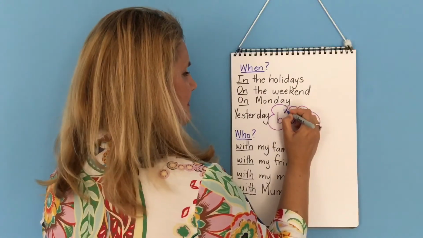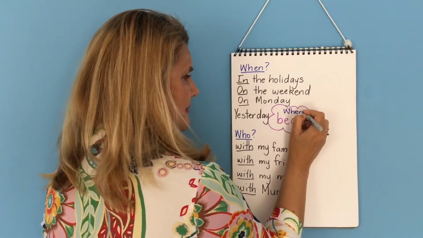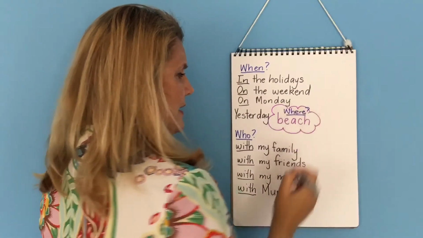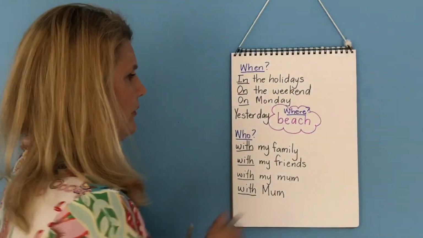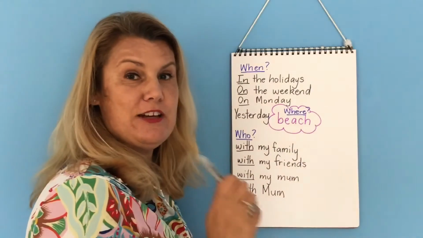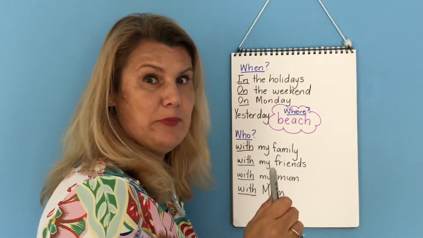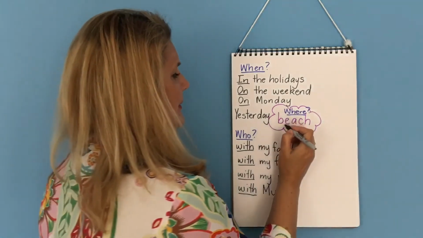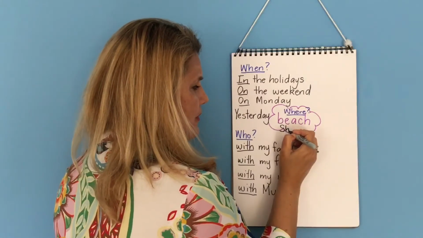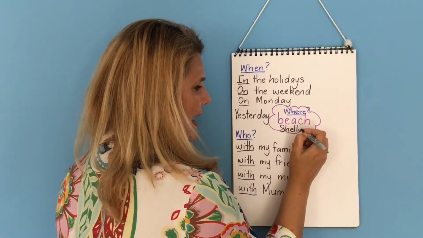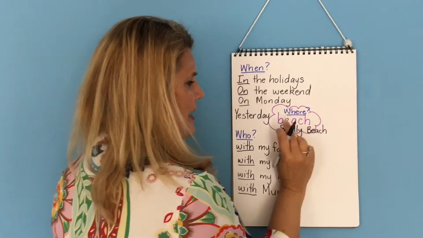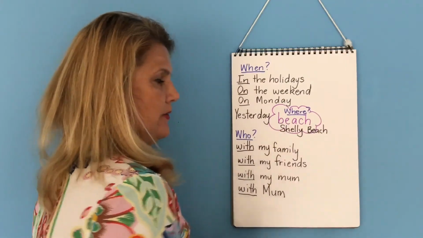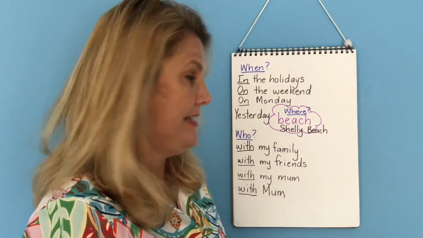Obviously, this one is the where, isn't it? Where did we go? The beach. And you could be even more specific and say exactly what beach it was. So you could put Shelley Beach. Now, Shelley Beach is my favourite beach. It's a place, and because it's a place, it needs capitals. Capital S for Shelley and capital B for Beach. If you just say the beach, lowercase b. If you say the name of the beach, it needs a capital.